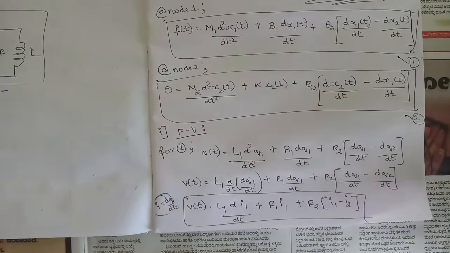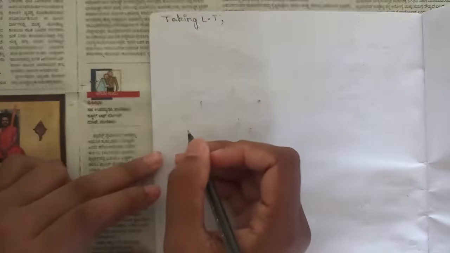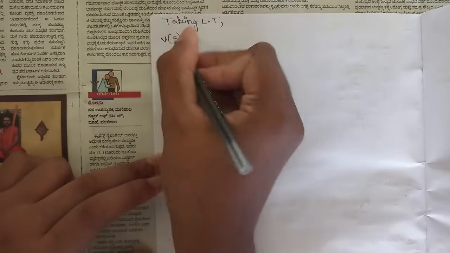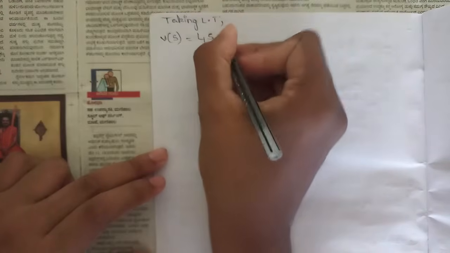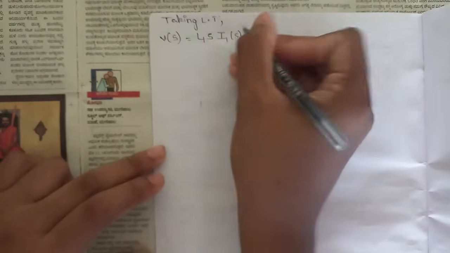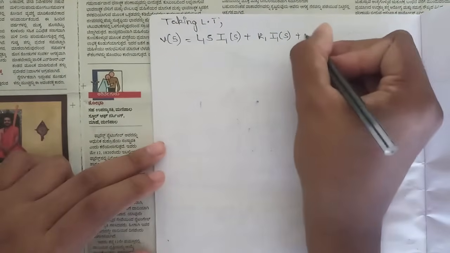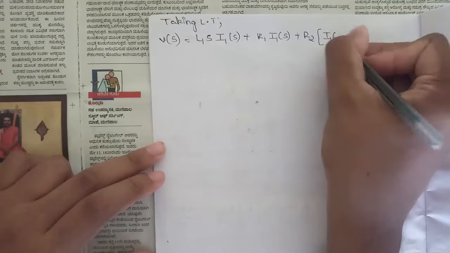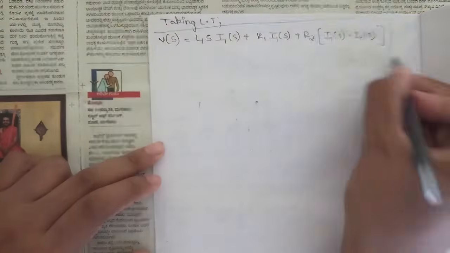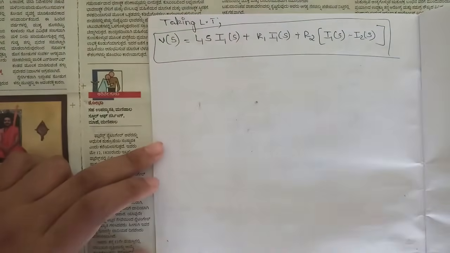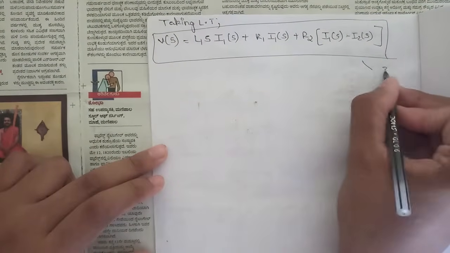So for this equation we need to apply the Laplace transform. So if we take the Laplace transform, the v of t term is replaced by v of s, and L1 into d by dt is replaced by s, and I1 is replaced by I1 of s plus r1 into I1 of s again plus r2 into I1 of s minus I2 of s. So this is your one equation, for equation 1 we have derived this Laplace transform equation, okay? So name this as equation 3.